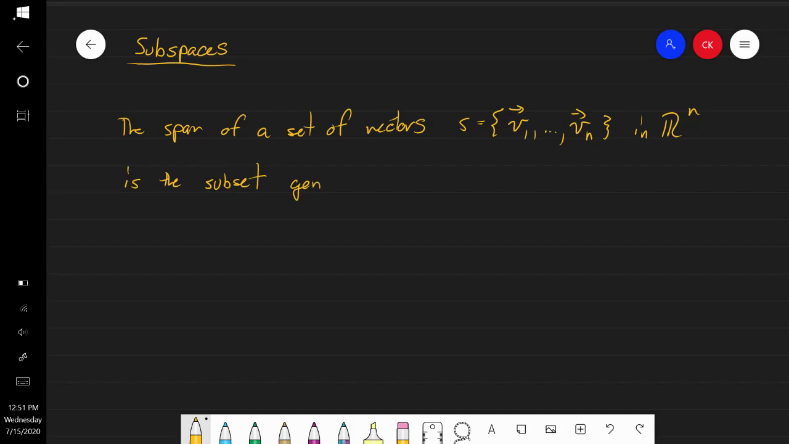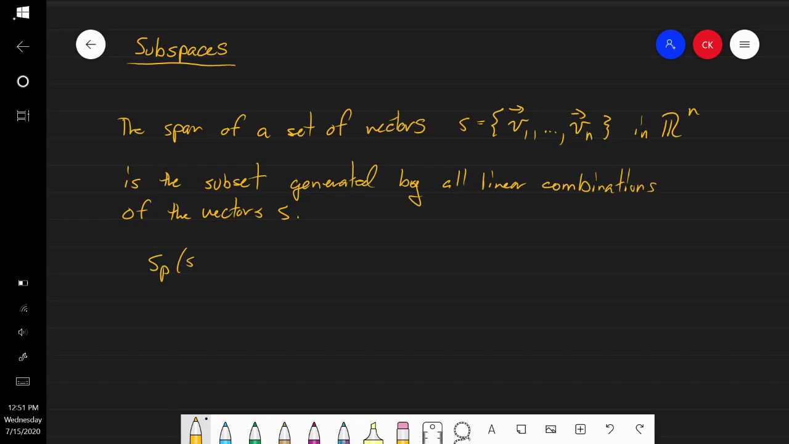generated by taking all linear combinations of those vectors. The vectors in the set S. And we denote it as the span of S, or if we want to list all the vectors, the span of the set v1 up to vn.